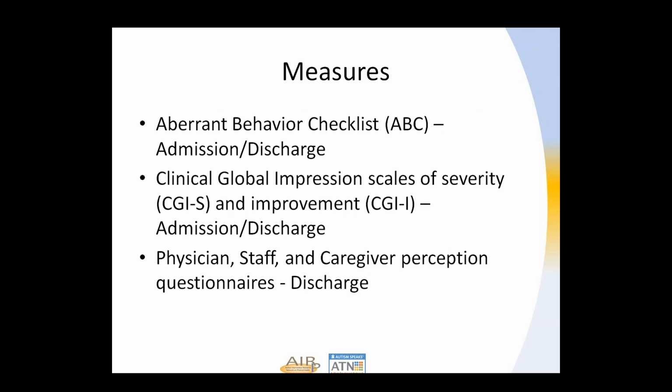Just a closer look at our specific measurements that we're using. The ABC, we're administering both at admission and discharge and looking at a change between those two. The CGI-S and the CGI-I, severity and then improvement scales. We're doing severity at admission, and then both CGI at admission and discharge. And then, like I mentioned before, the perceptions of care are administered to the staff, physician, and caregivers.